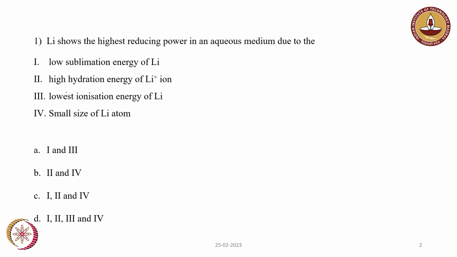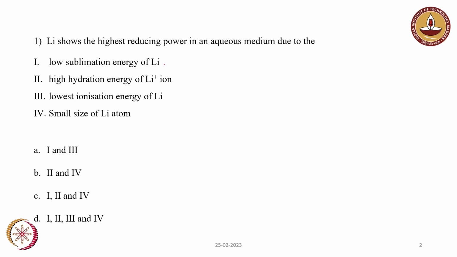So the first question is: lithium shows the highest reducing power in an aqueous medium due to: option 1, low sublimation energy of lithium; 2, high hydration energy of lithium ion; 3, lowest ionization energy of lithium; and 4, small size of lithium atom. So let's go through each statement. First one, low sublimation energy of lithium.